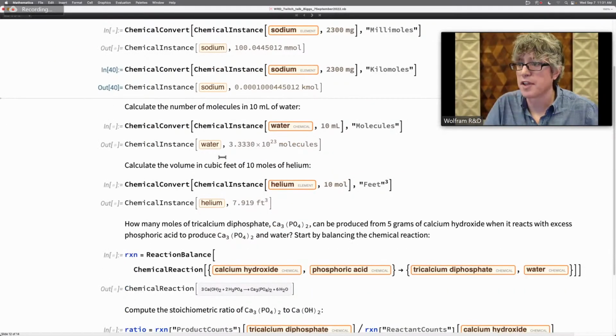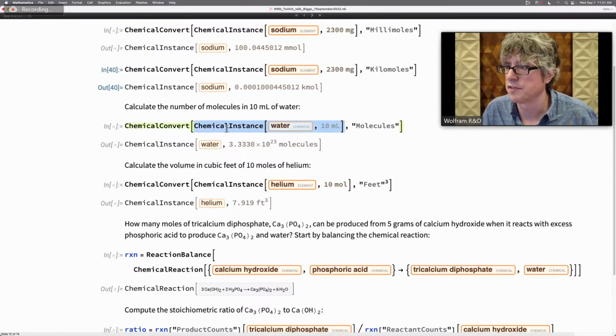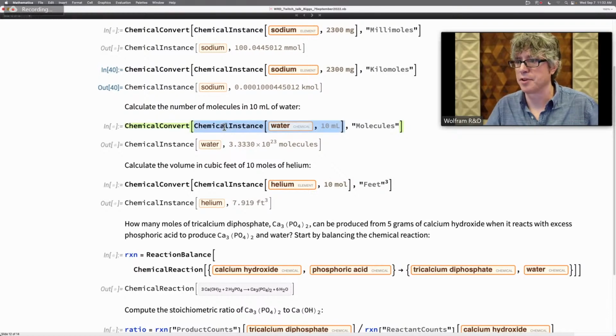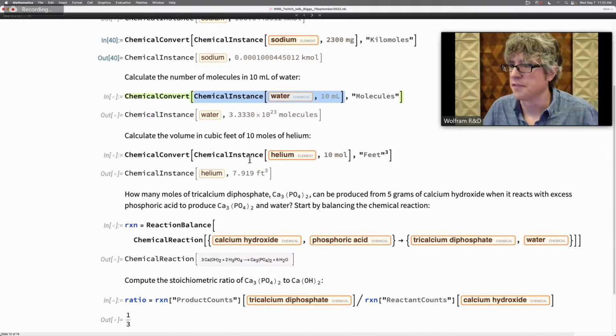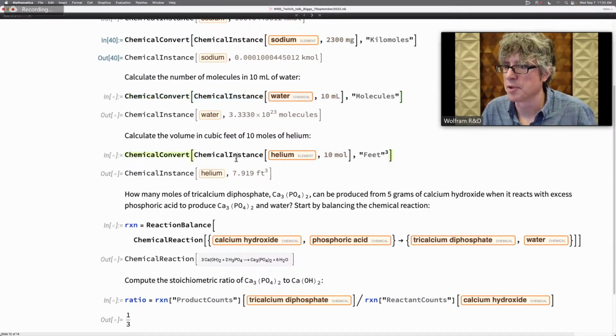So we can do other things that depend on the density. In this case, we're doing a conversion from 10 milliliters of water, and we're asking how many molecules are in that. Obviously, we can do other volume conversions.